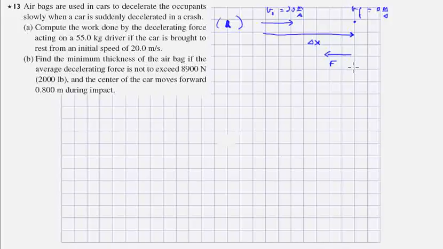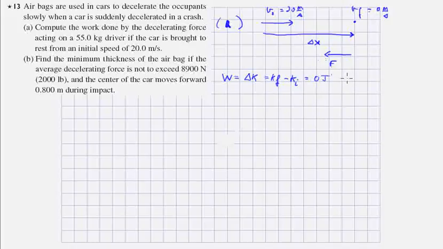So we can use the kinetic energy work theorem to conclude that the work done by the airbag, I'll just call that W, is going to be the change in the kinetic energy of the passenger. So in other words, it's going to be the final minus the initial kinetic energy. So final kinetic energy is 0 joules. Recall, kinetic energy is 1/2 mv squared. Final is 0 meters per second, so the final kinetic energy is going to be 0 joules.